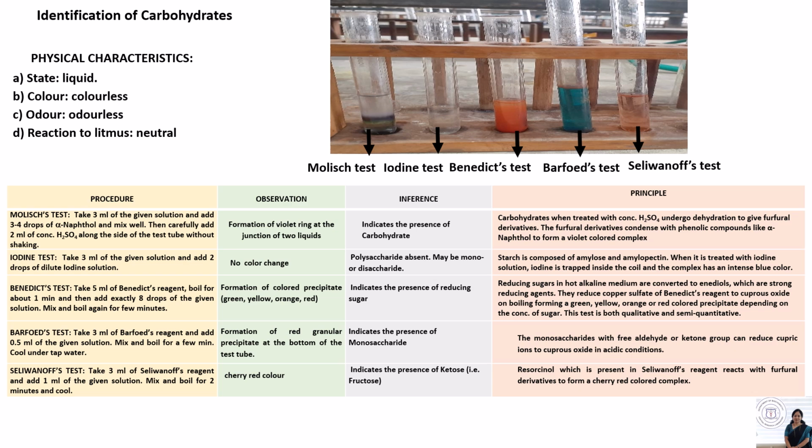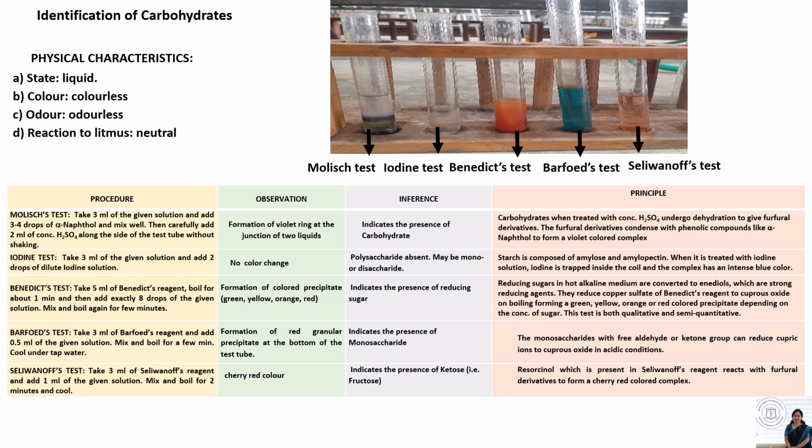Coming to the first test, Molisch test, general test for carbohydrates, we get to see formation of violet coloring at the junction of the two liquids. So what's the principle behind this test? Carbohydrates, when treated with concentrated sulfuric acid, undergo dehydration to form furfural derivatives, and these furfural derivatives in turn condense with alpha naphthol to form a violet colored complex.